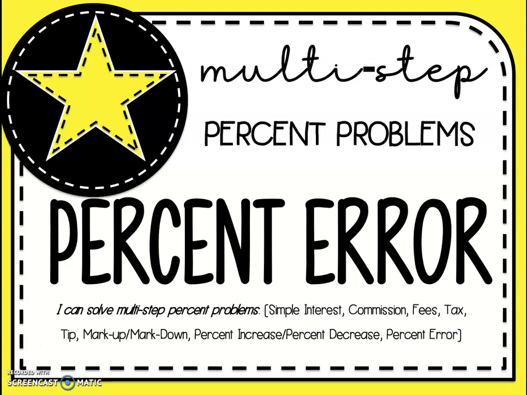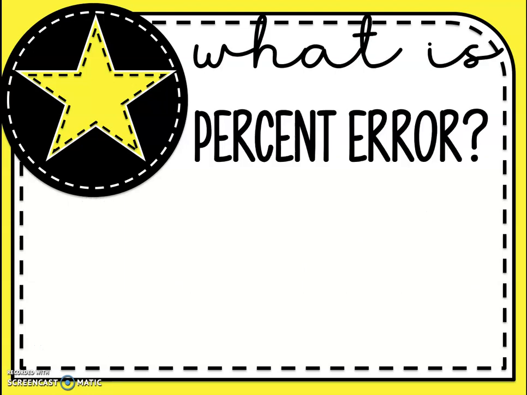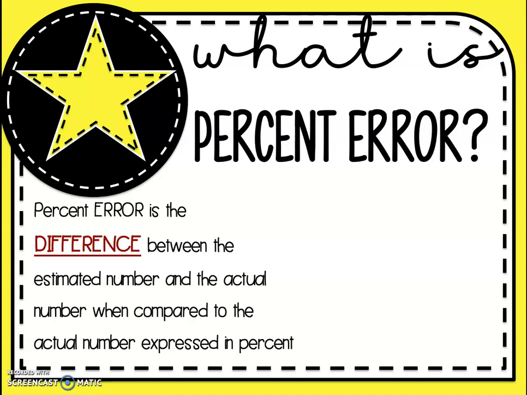All right, guys, so today we talked about, again, multi-step percent problems, but we talked about percent error. So what is percent error? Percent error is the difference between an estimated number and the actual number when compared to the actual number, expressed in a percent.